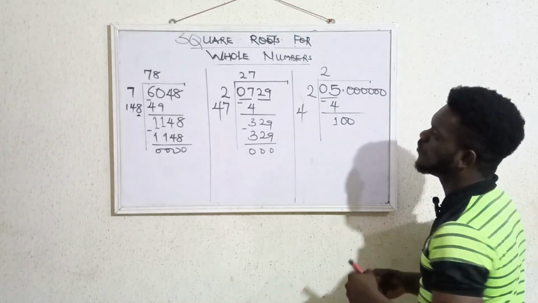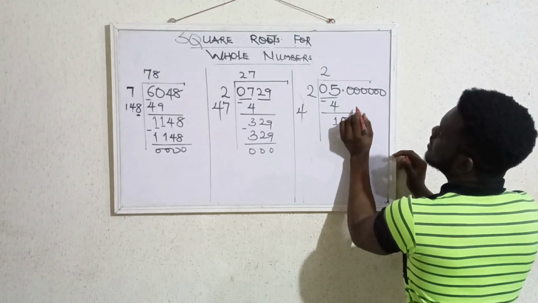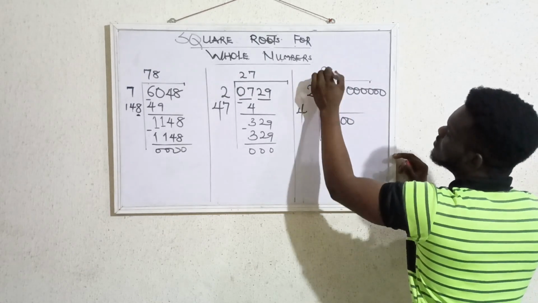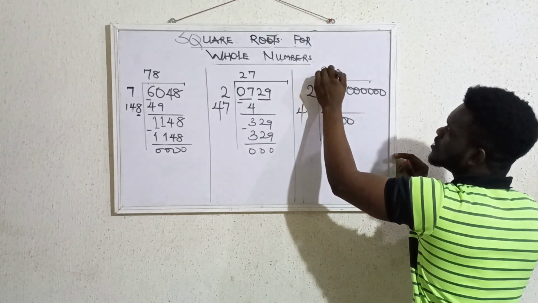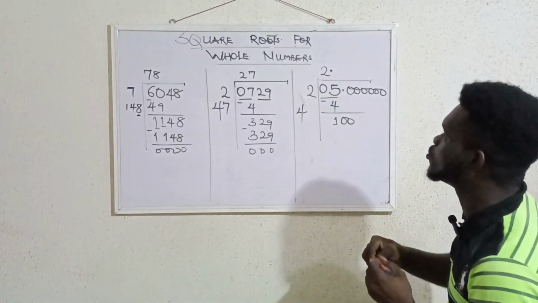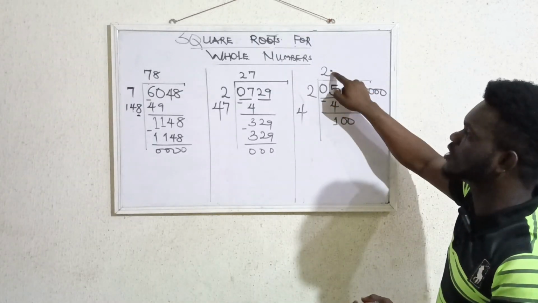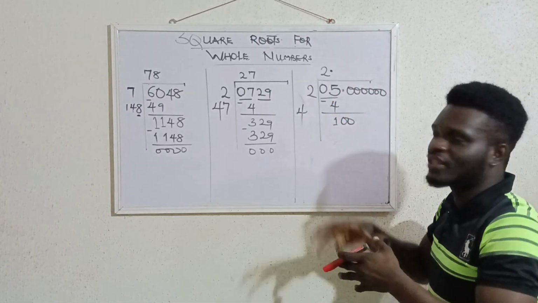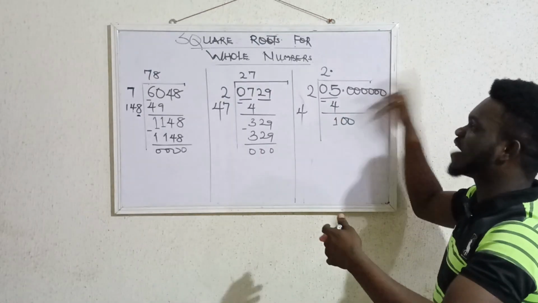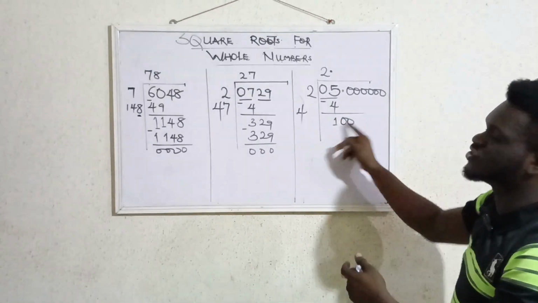Now once you've had your 4, don't forget you have these 2 zeros you added after the decimal point. So we almost missed that. You must add your decimal point because it was after the decimal point that we took 2 zeros. So you must put your decimal point to show that you are working with the numbers after the decimal point. So you have this 100 now.